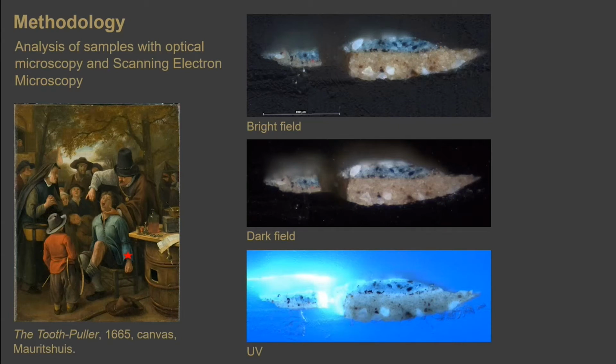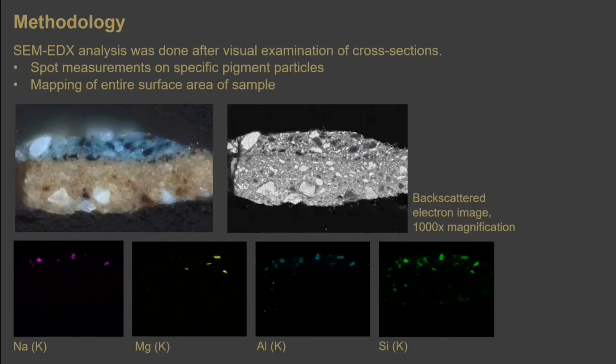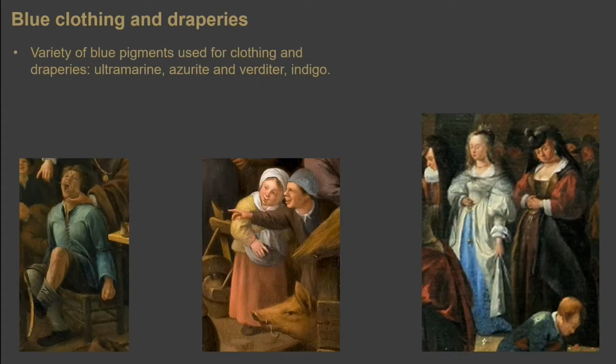Pigments were identified in cross-sections, first by looking at the cross-sections under the microscope, in visible reflected light and ultraviolet fluorescence to identify the color, size, and shape of the pigment particles. But subsequently, we used scanning electron backscattered images for particle morphology, and then we obtained elemental information by carrying out SEM-EDX point measurements, and SEM-EDX mappings of the entire sample surface.